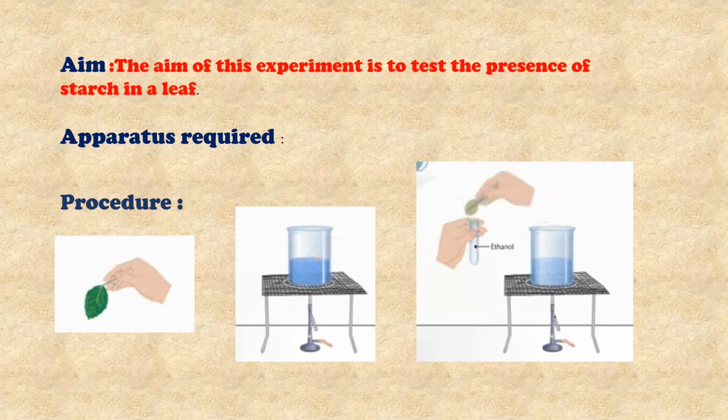Now, boil the leaf in the methylated spirit over a water bath till it becomes pale white color. Due to the removal of chlorophyll, the leaf appears pale white. By removing chlorophyll, we can easily observe the change of color while conducting the test with iodine.